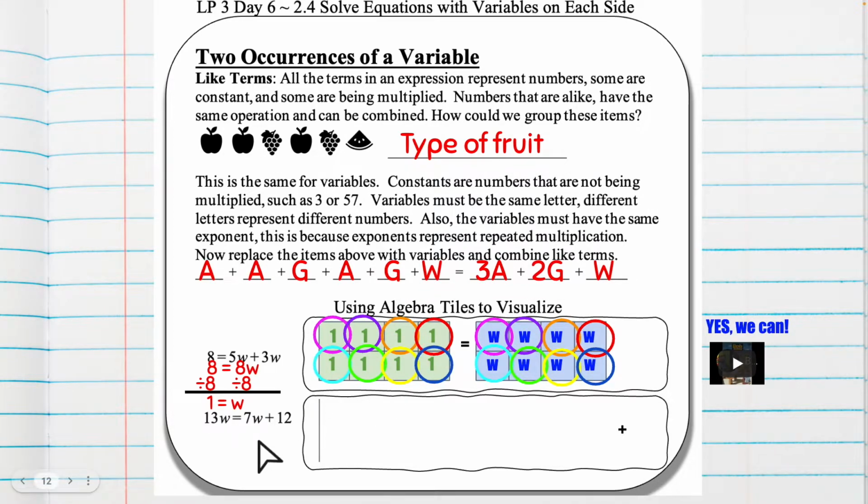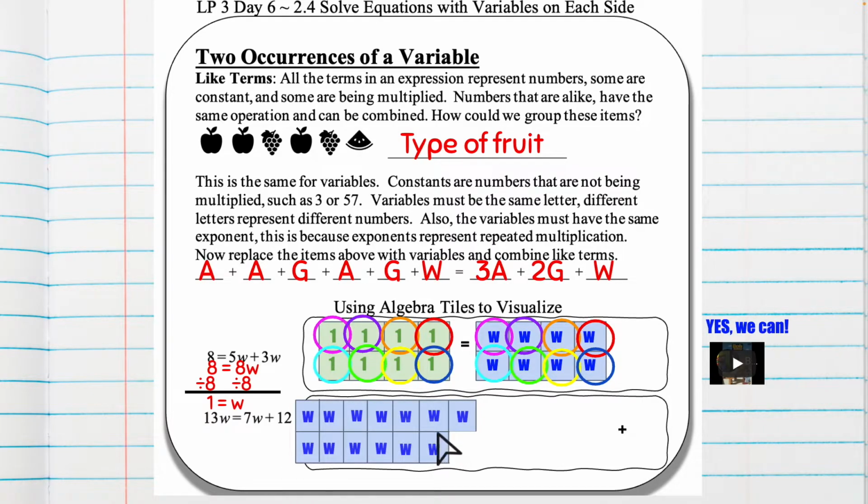All right, so for the next one, I have 13W equals 7W plus 12. So now I'm going to show the 13 W's. So here we go. Here's 13 W's equals, and now I have 7 W's on this side. So there's 7 more W's. And then I have plus 12. So here's my 12 ones.